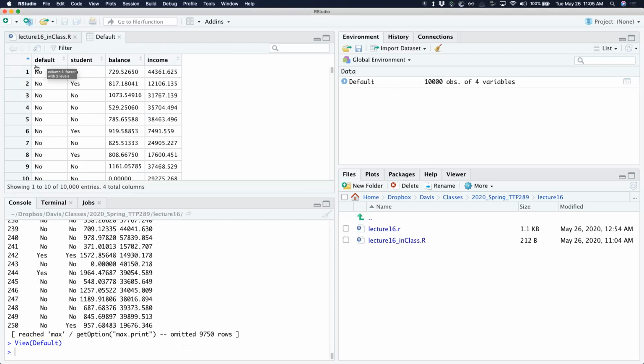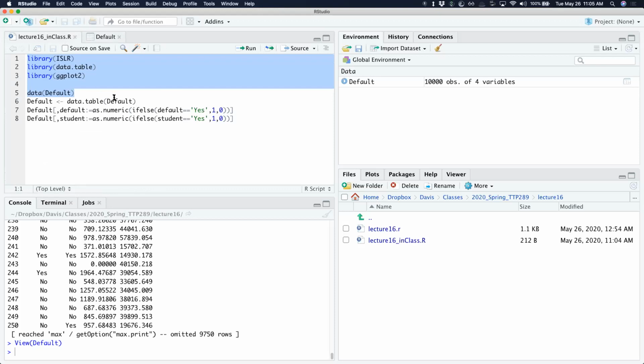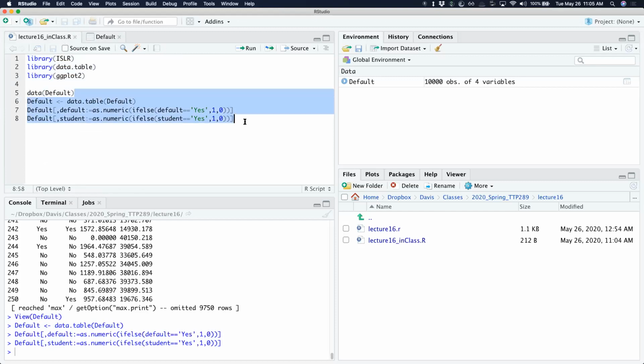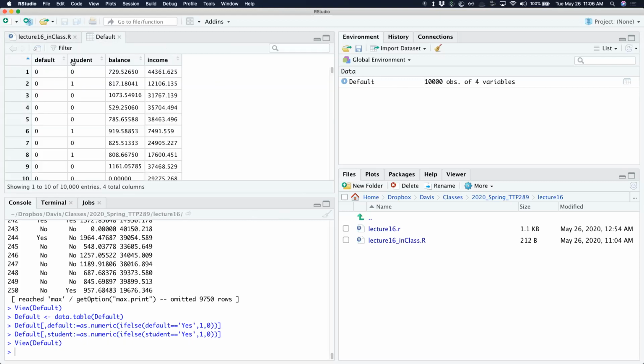If I click on this data, we should be able to see this is an indicator variable of no or yes for whether or not the person has defaulted on a loan. And then there's some information about them: whether or not they're a student, their average balance on their credit cards, and then their annual income. From this, we're going to try and predict whether or not they default. The first thing I'm going to do is change the variables from yes or no to ones and zeros.